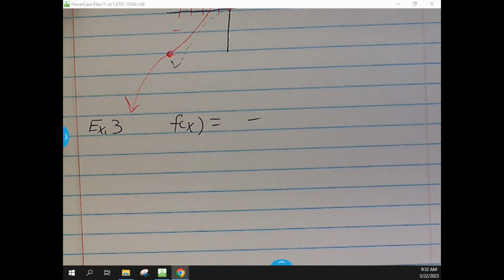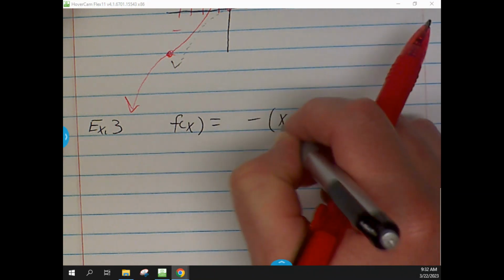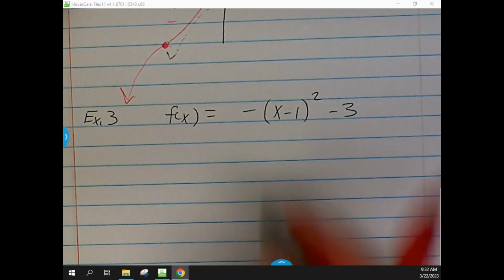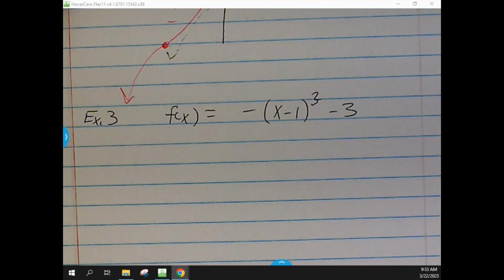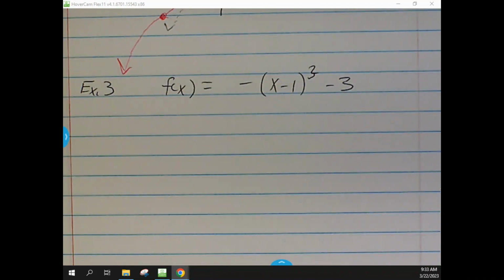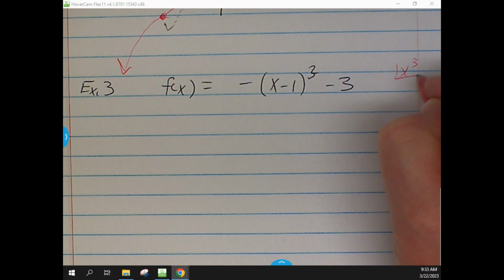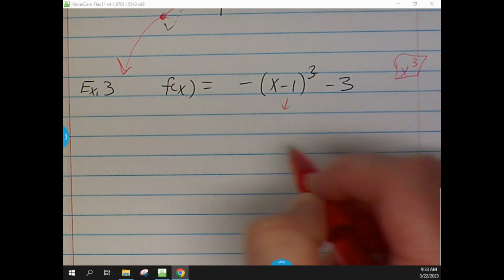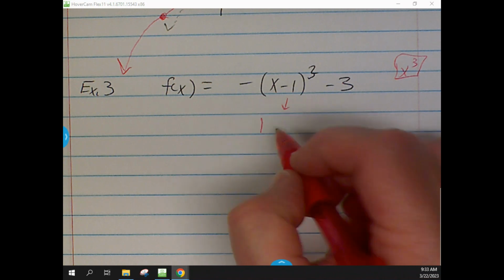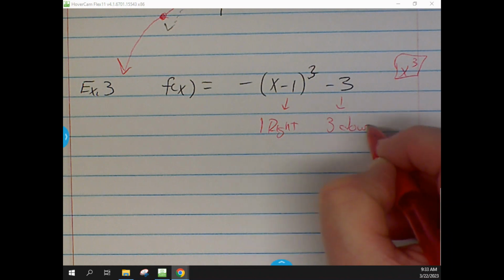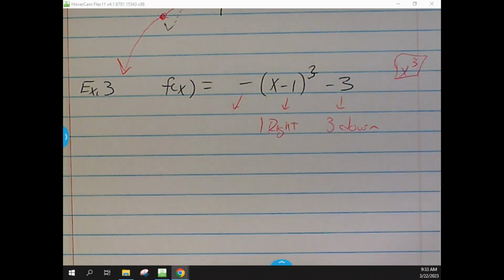All right, so for this one, let's go negative. Let's go x minus 1 squared minus 3. Oh, not squared. Wait. Negative x minus 1 to the third minus 3. Okay, so again, x to the third is our parent function that we're looking at. But the 1 on the inside, again, opposite direction, so not 1 to the left, 1 to the right. 3 on the outside means we're going 3 down. And remember, the negative in front means you got to flip it upside down.